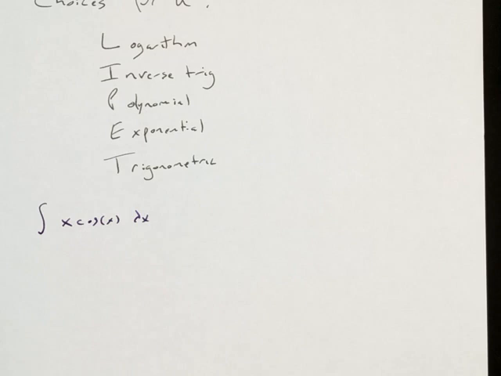What are my two pieces? x and cosine of x dx. Because x is a polynomial, cosine is trig. Polynomial comes before trig in my list. u should be the x. There we go.